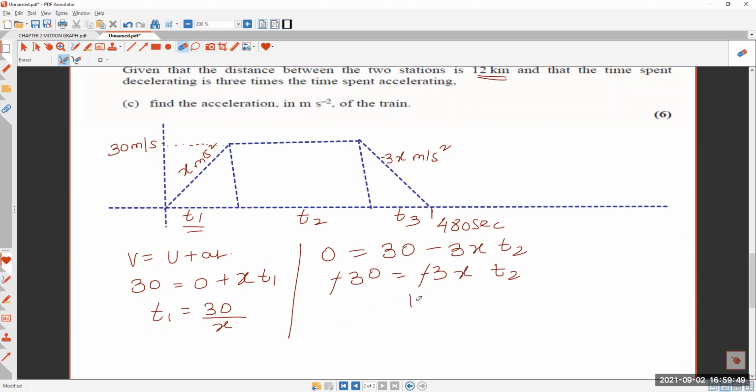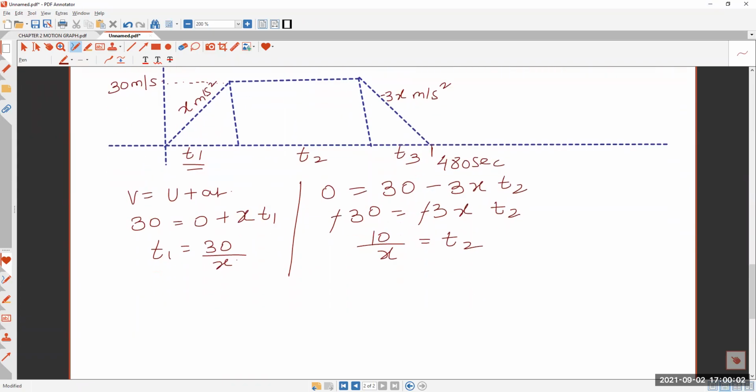Where is my brain? It's 3x, so it's going to be 10 by x. Agree? Now would you agree if I say 30 by x is t1 plus t2? Sorry, this is not t2. I'm finding t3 here, guys. Sorry, I'm finding t3, not t2.